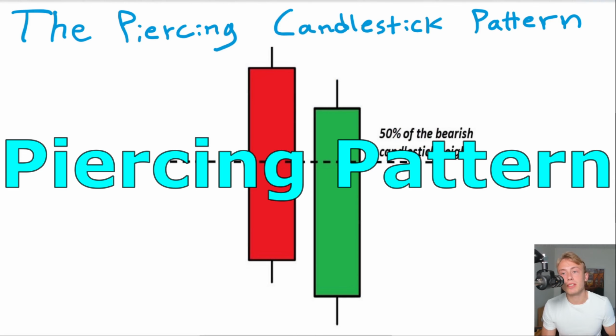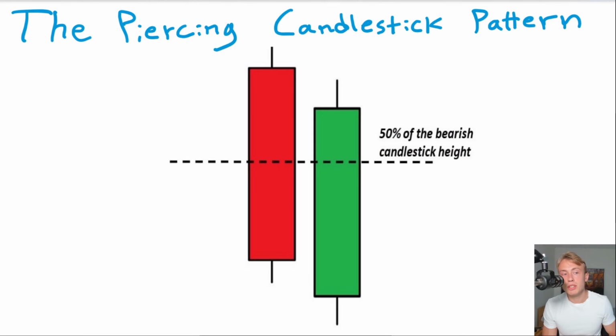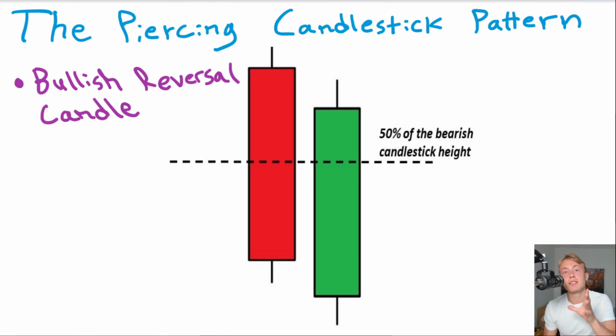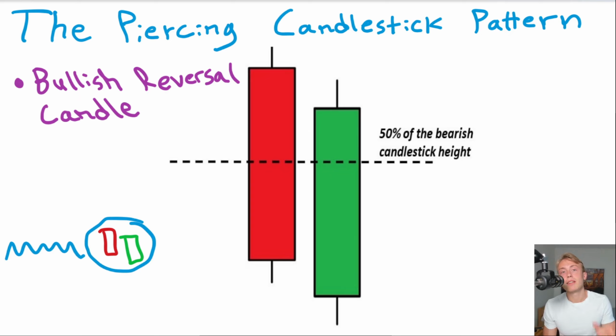All right, so the piercing candlestick pattern. Well, first of all, we said that it is a bullish reversal candle. So that means that prior to the pattern that looks something like this, we need to have a downtrend. So the piercing pattern is only valid if we have a downtrend prior to the actual pattern. So if we, for example, have a sideways movement and then we see a piercing pattern appear, then it is not a valid piercing pattern. We need to have a downtrend, and preferably a strong downtrend, in order for it to be valid.